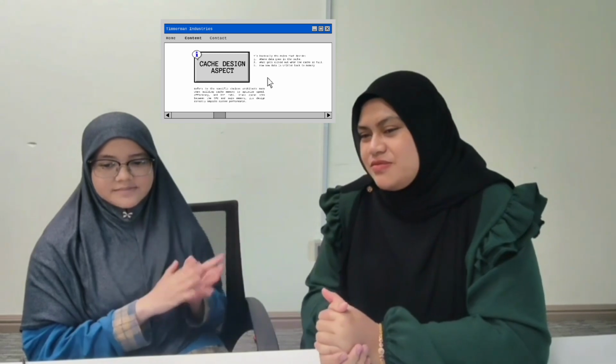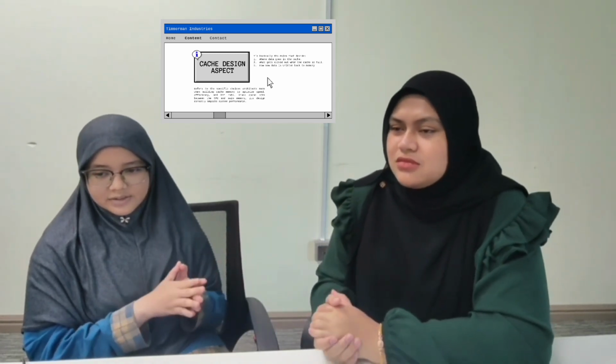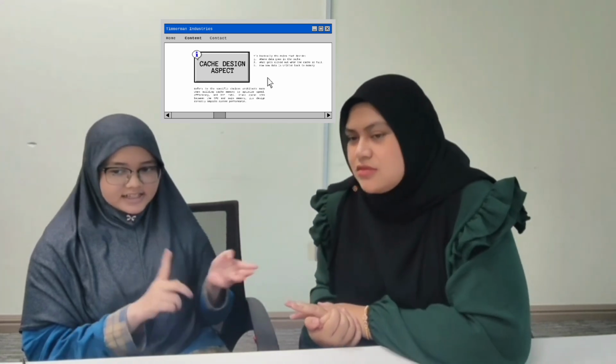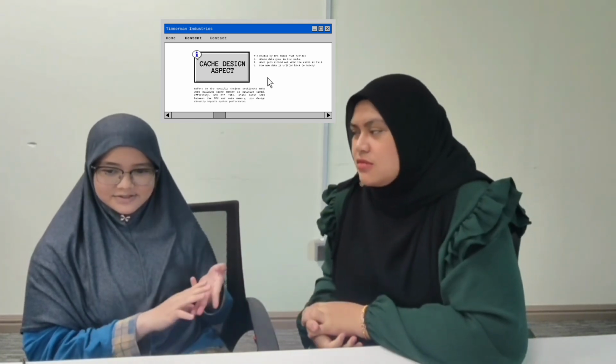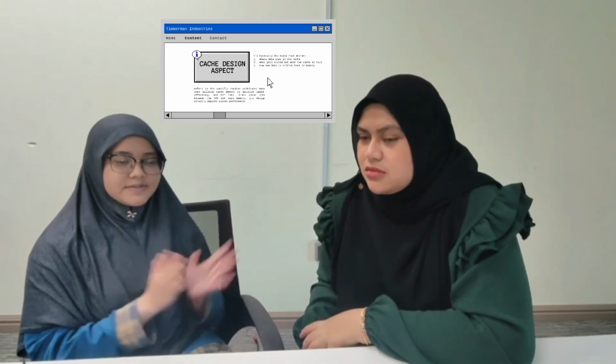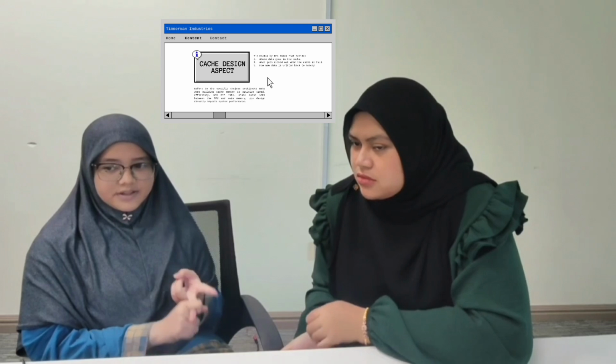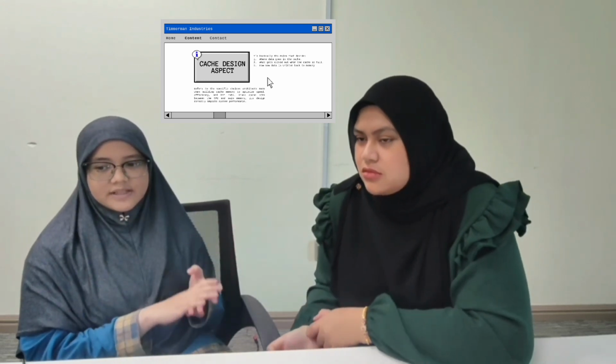Well, cache design aspect refers to the specific choices architects make when building cache memory to optimize speed, efficiency, and hit rate. Since cache sits between the CPU and memory, its design directly impacts system performance. It's basically the rules that decide where the data goes in the cache, what gets kicked out when the cache is full, and how new data is returned back to memory.